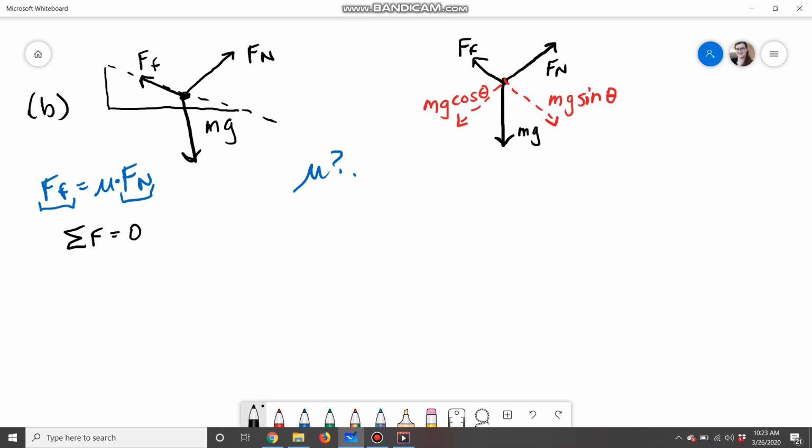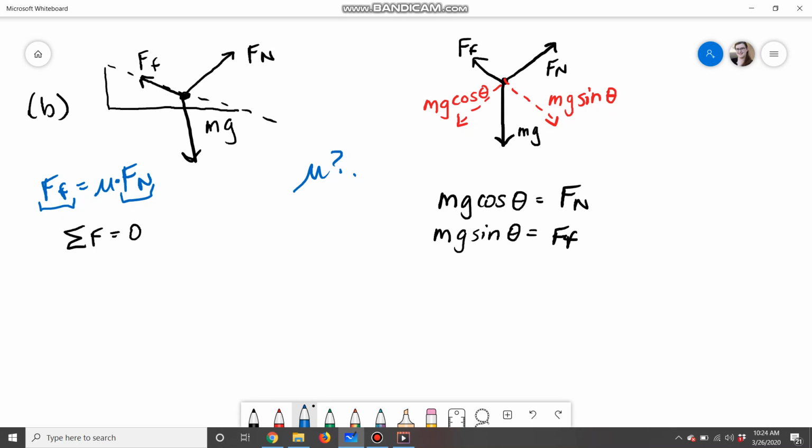So that means that the forces that are opposite one another are all going to be equal. So what I'm going to do is set mg cosine of theta equal to the normal force, and I'm going to set mg sine of theta equal to the frictional force. And from there, I'm just going to go ahead and solve for our mu, right?